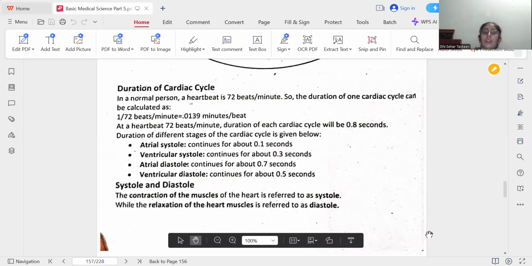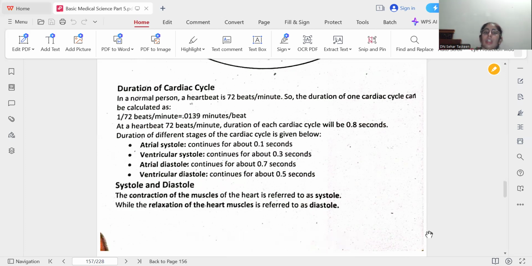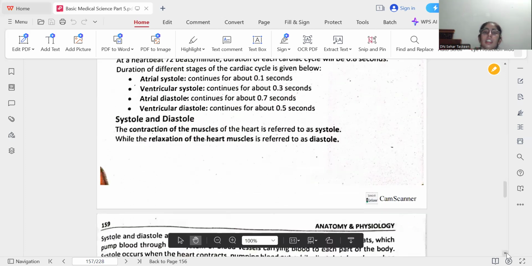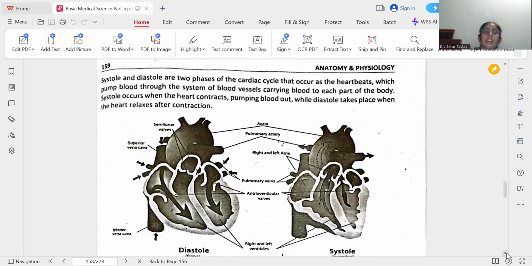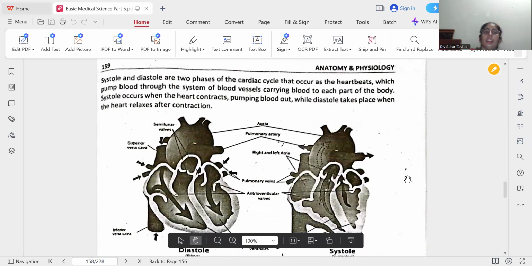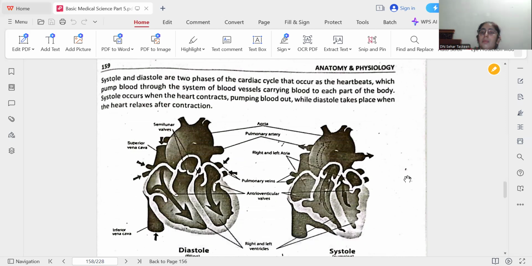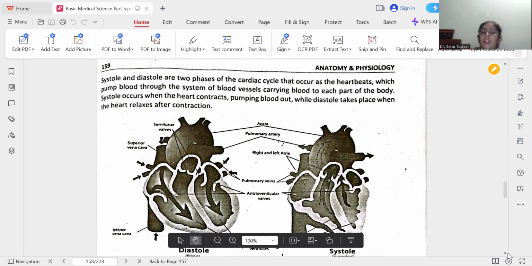Systole and diastole. The contraction of the muscles of the heart is referred to as systole, while the relaxation of the heart muscle is referred to as diastole. Systole and diastole are two phases of the cardiac cycle that occur as the heart beats, which pump blood through the system of blood vessels, carrying blood to each part of the body. Systole occurs when the heart contracts, pumping blood out, while diastole takes place when the heart relaxes after contraction.